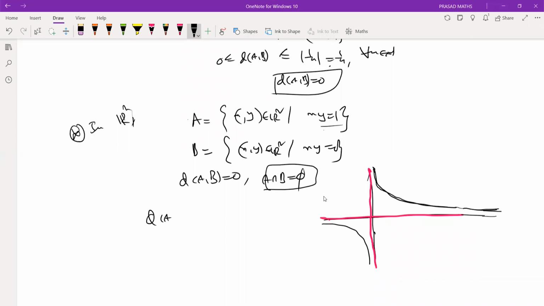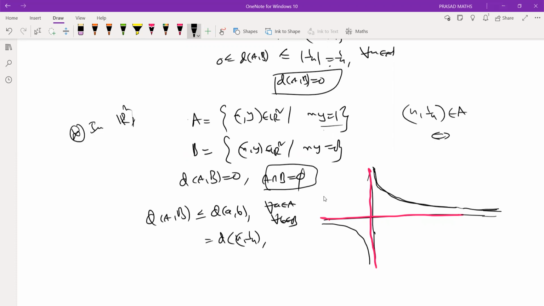So the distance between A and B is always less than or equal to the distance between a and b, for every a belonging to A as well as for every b belonging to B, right? This is true for every a. In particular, I can take the distance between, suppose I can take n comma 1 by n. This is my point. So n comma 1 by n is in my A set. Why?